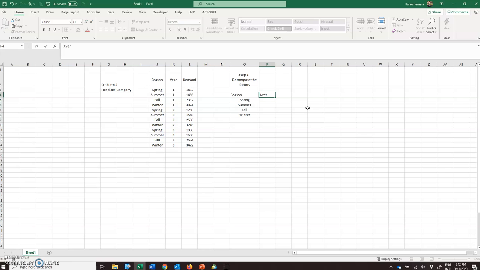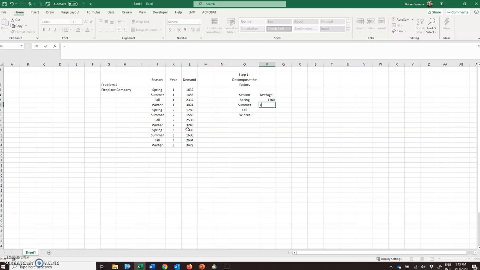And then I need the average. To compute this average, I type equal. I'm going to compute the average demand for only the spring season in this case. So the average for the spring season is equal to, open parentheses, and I sum all the spring demand. I select these data points and divide by 3 because I have 3 data points, to get the average.